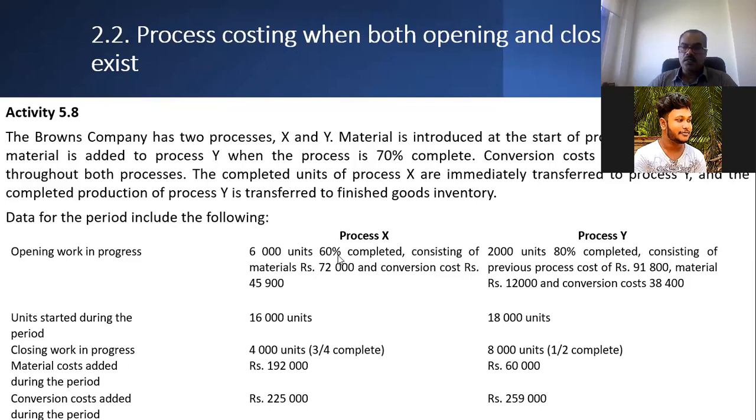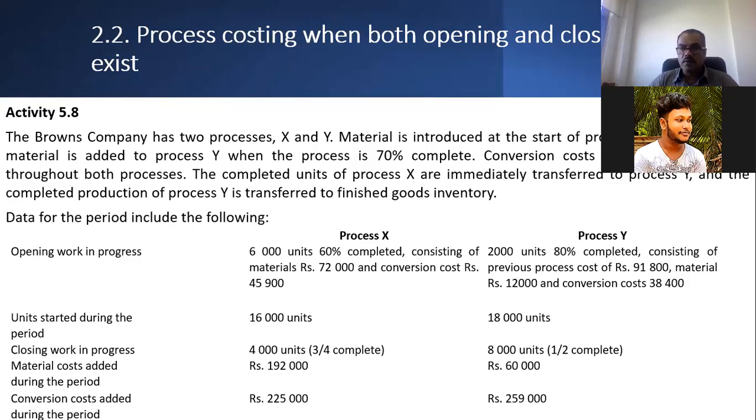Opening work in progress of process X is physically 6,000 units but completed at 60%. Here, physically 2,000 units completed at 80%. So when you start process X, physically 6,000 units are there, right? The total costs of these unfinished products are 72,000 and 45,000.